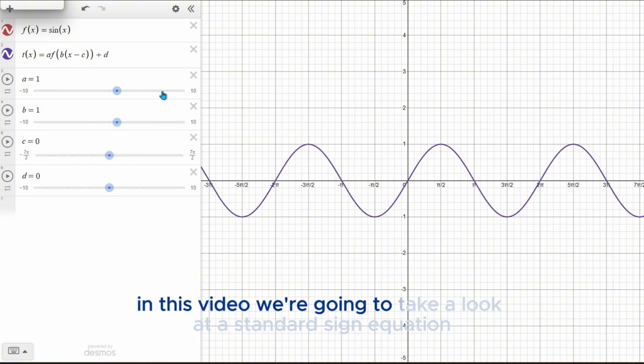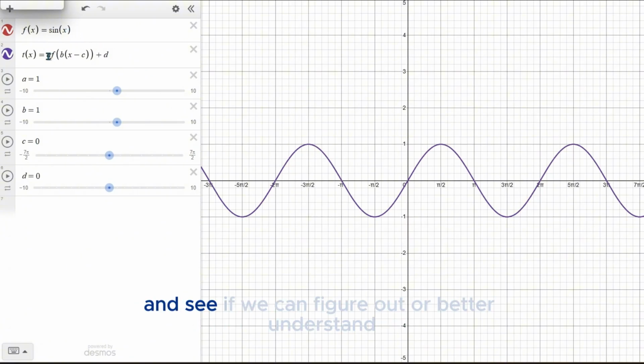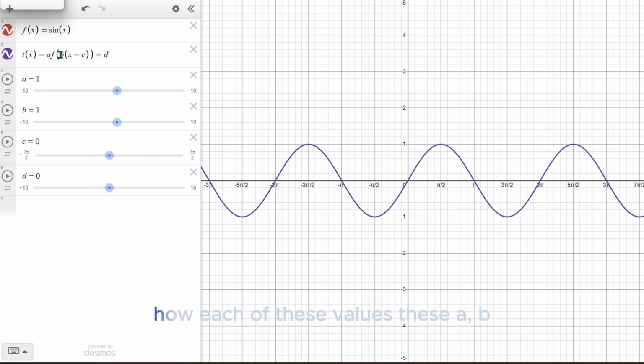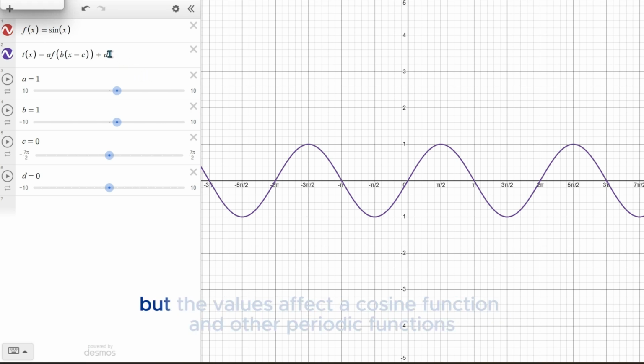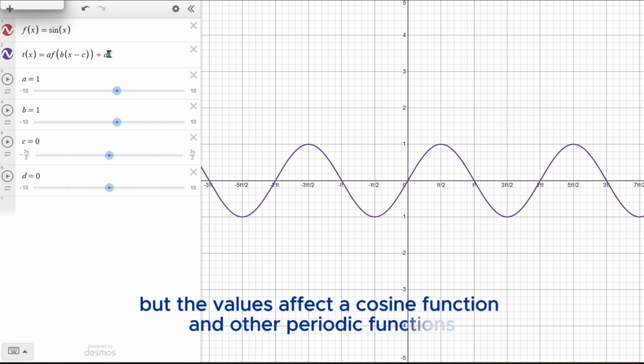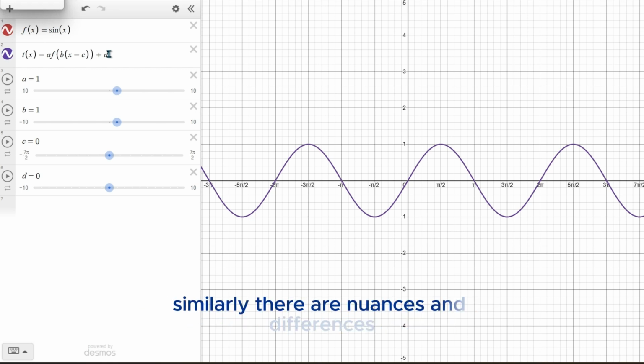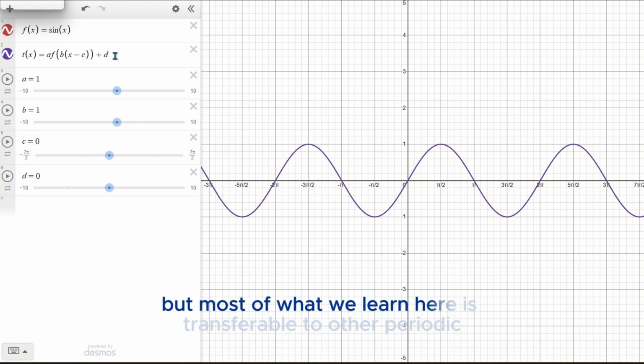In this video, we're going to take a look at a standard sine equation and see if we can figure out or better understand how each of these values, these a, b, c, and d values, affect the attributes of the sine function. Now we're looking at a sine function here, but the values affect a cosine function and other periodic functions similarly.